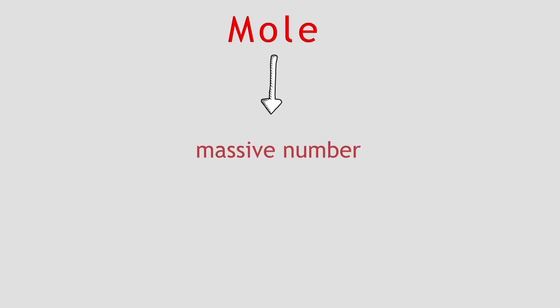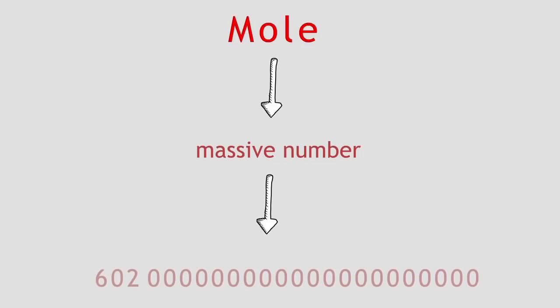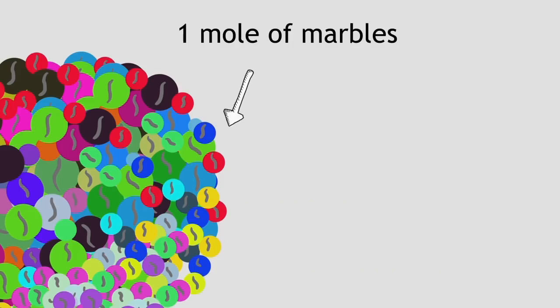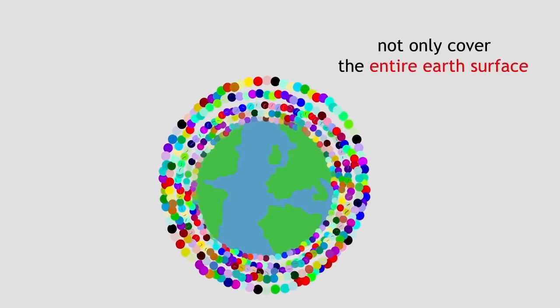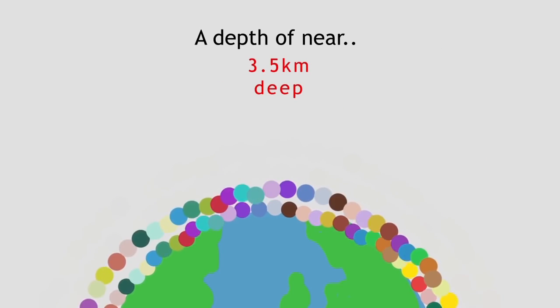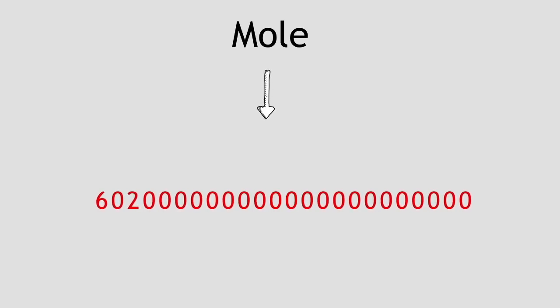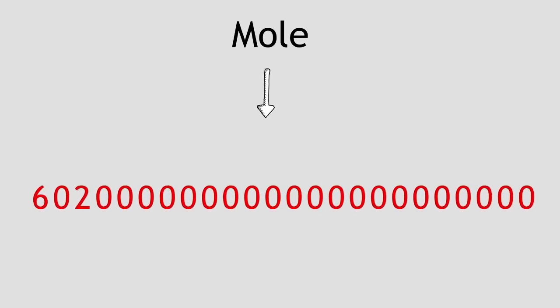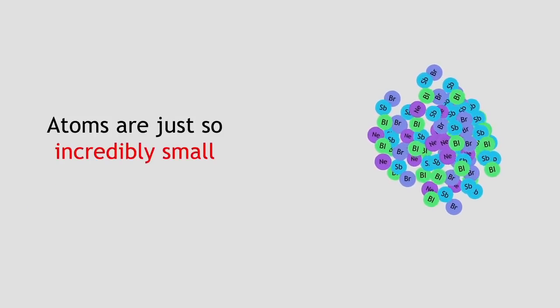And a mole is a massive number. It's 602 with another 21 zeros after it. Just to give you an idea of how huge this number is, if you took 1 mole of marbles, they would not only cover the entire Earth's surface, but they would cover it to a depth of near 3.5 kilometers deep. As you can see, a mole is a mind-blowingly large number. And the reason for this is that atoms are just so incredibly small.